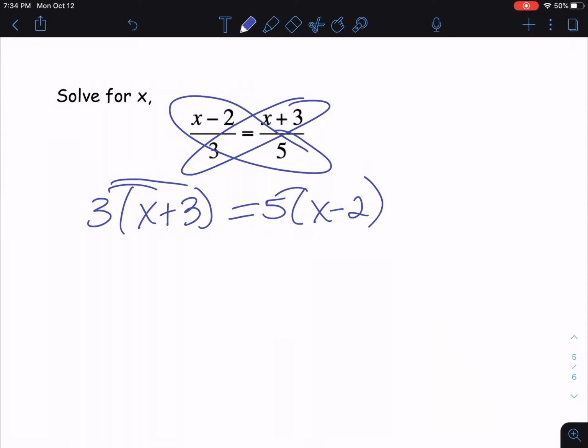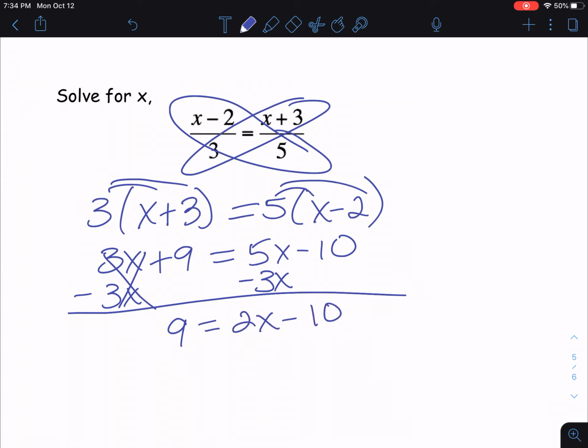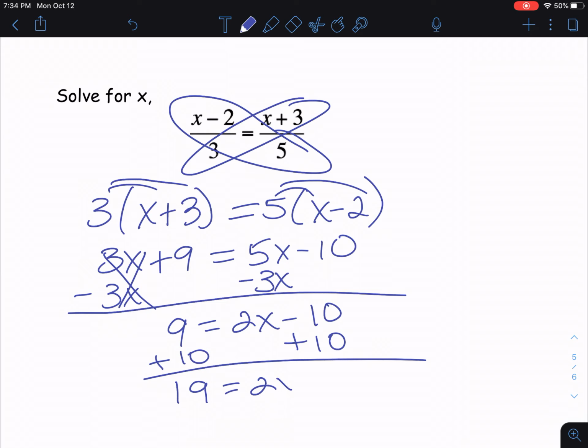In this equation, I'm going to have to do the distributive property on both sides of my equal sign. And this leaves me with the result of 3x plus 9 equals 5x minus 10. Once again, I have variables that are on opposite sides of my equal sign, so I need to use opposite operations to combine them. Moving them to the right-hand side where there are more x's will allow me to keep my x coefficient positive. Then I have 2 inverse operations to get x by itself, which leaves me with a final answer of 19/2.